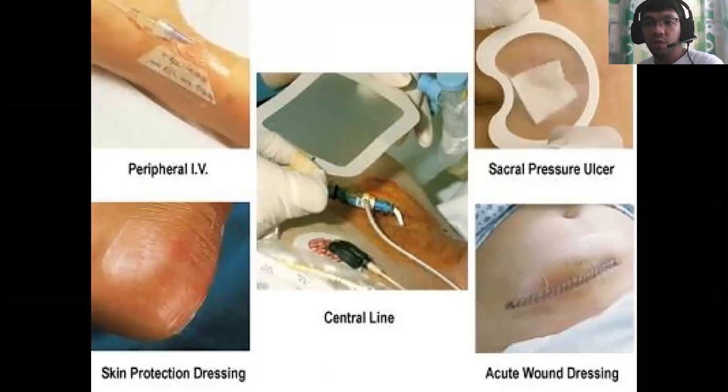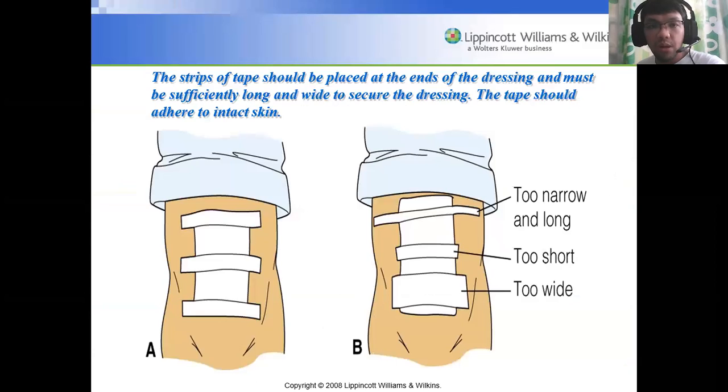If the patient will be staying at the hospital for a long time, sacral pressure pads will be given to the patient to prevent sacral pressure ulcers. Skin protection dressings are important, most especially for the wound area. The strips of tape should be placed at the ends of the dressing and must be sufficiently long and wide to secure the dressing. The tape should adhere to the intact skin.